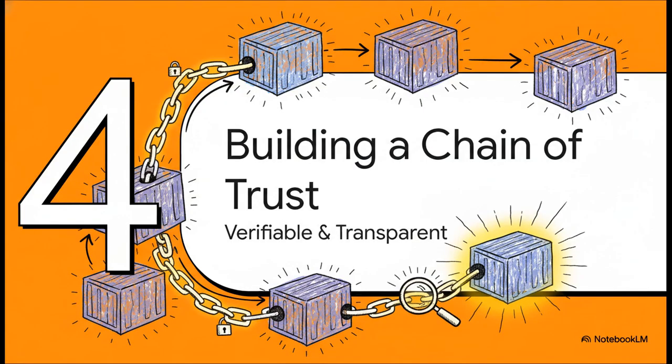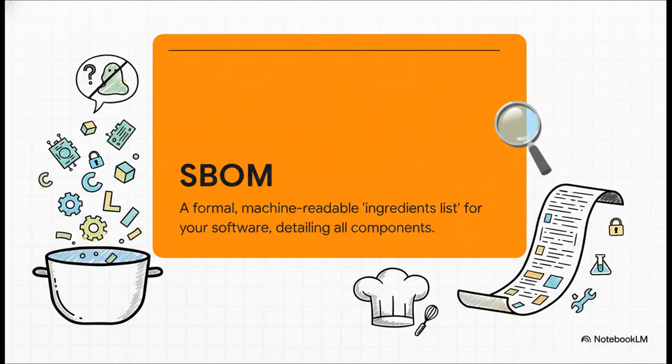Now, a secure image is great, but in today's world, that's not quite enough. You also need to be able to prove how it was built and verify its contents. This is where we build a verifiable chain of trust. So first up is something called an SBOM, or a software bill of materials. Honestly, the best way to think about it is just an ingredients list for your software. It's a file that a computer can read that lists every single component, every library, every dependency inside that container.